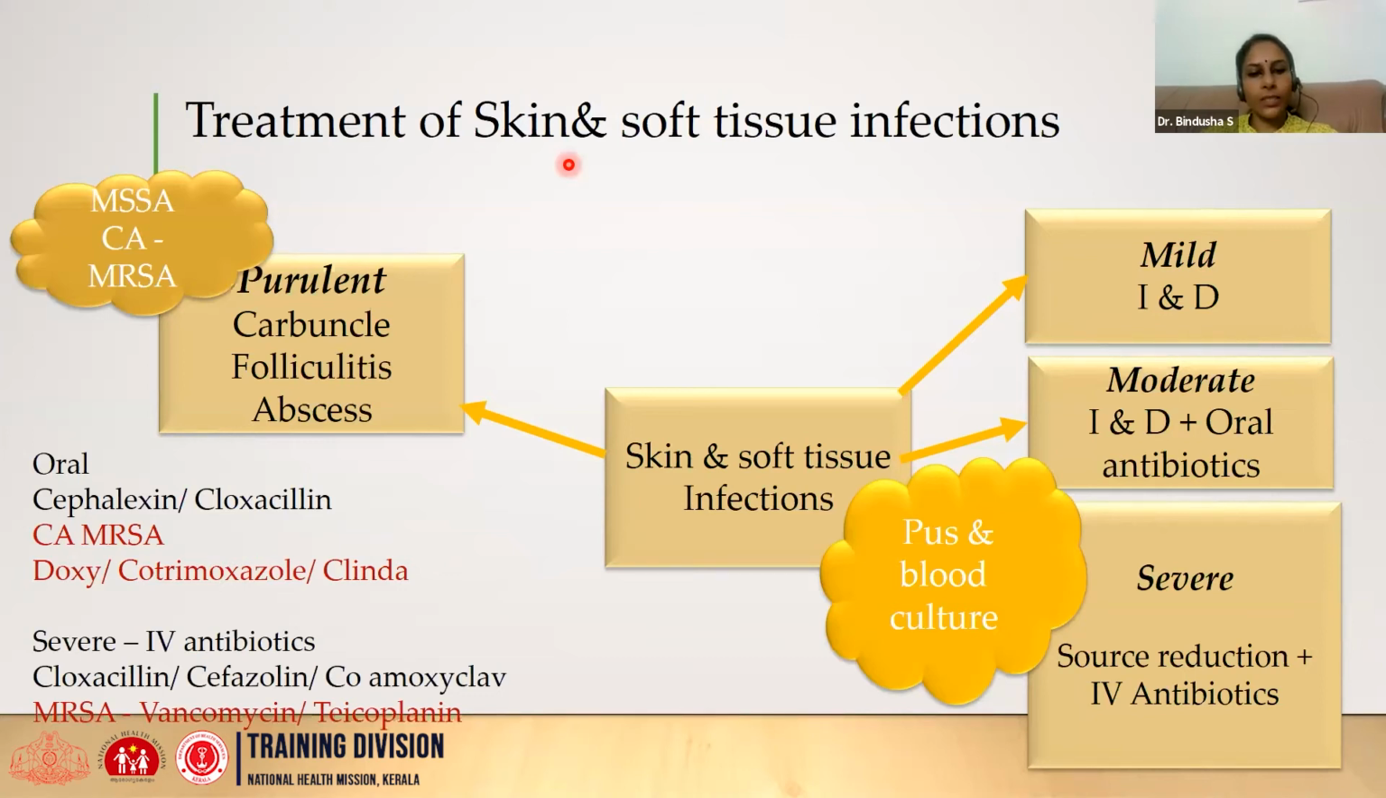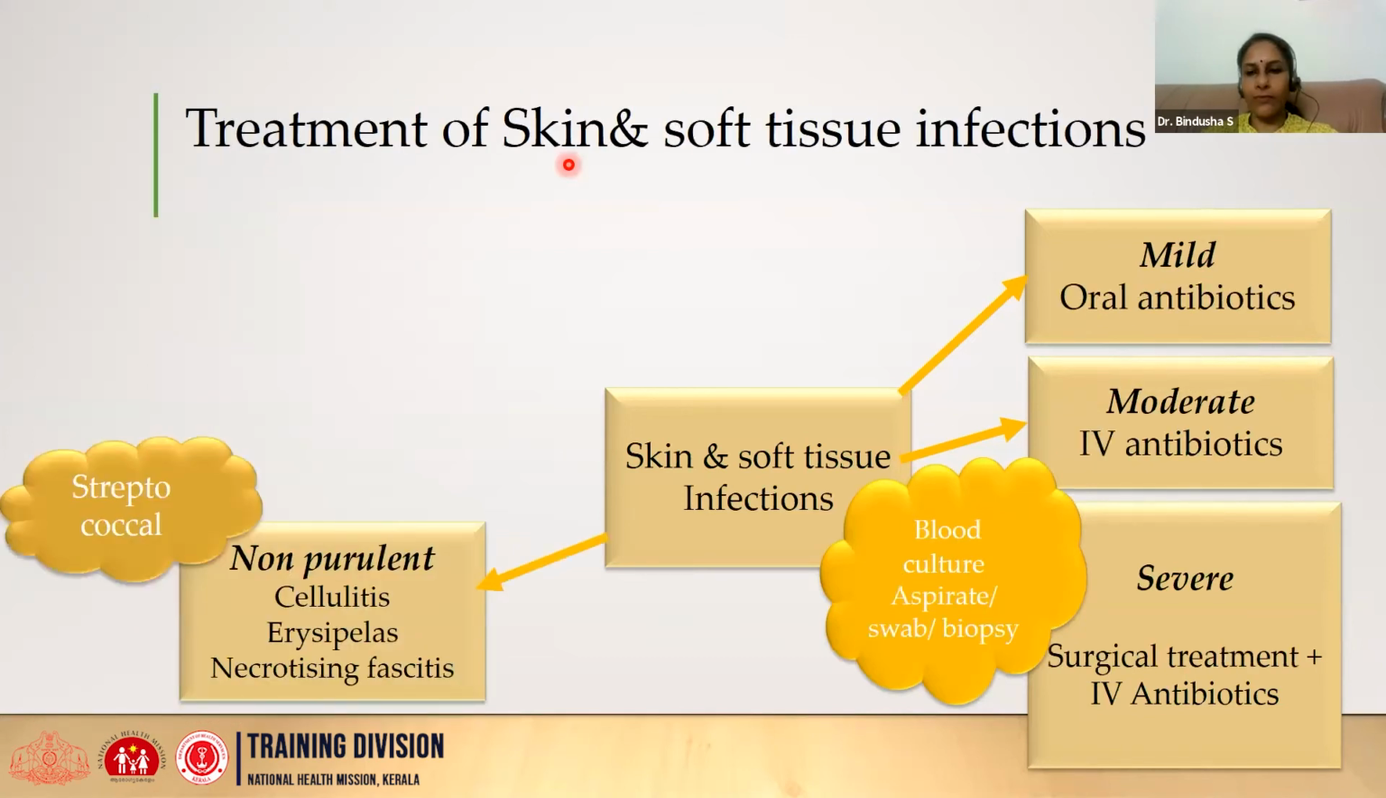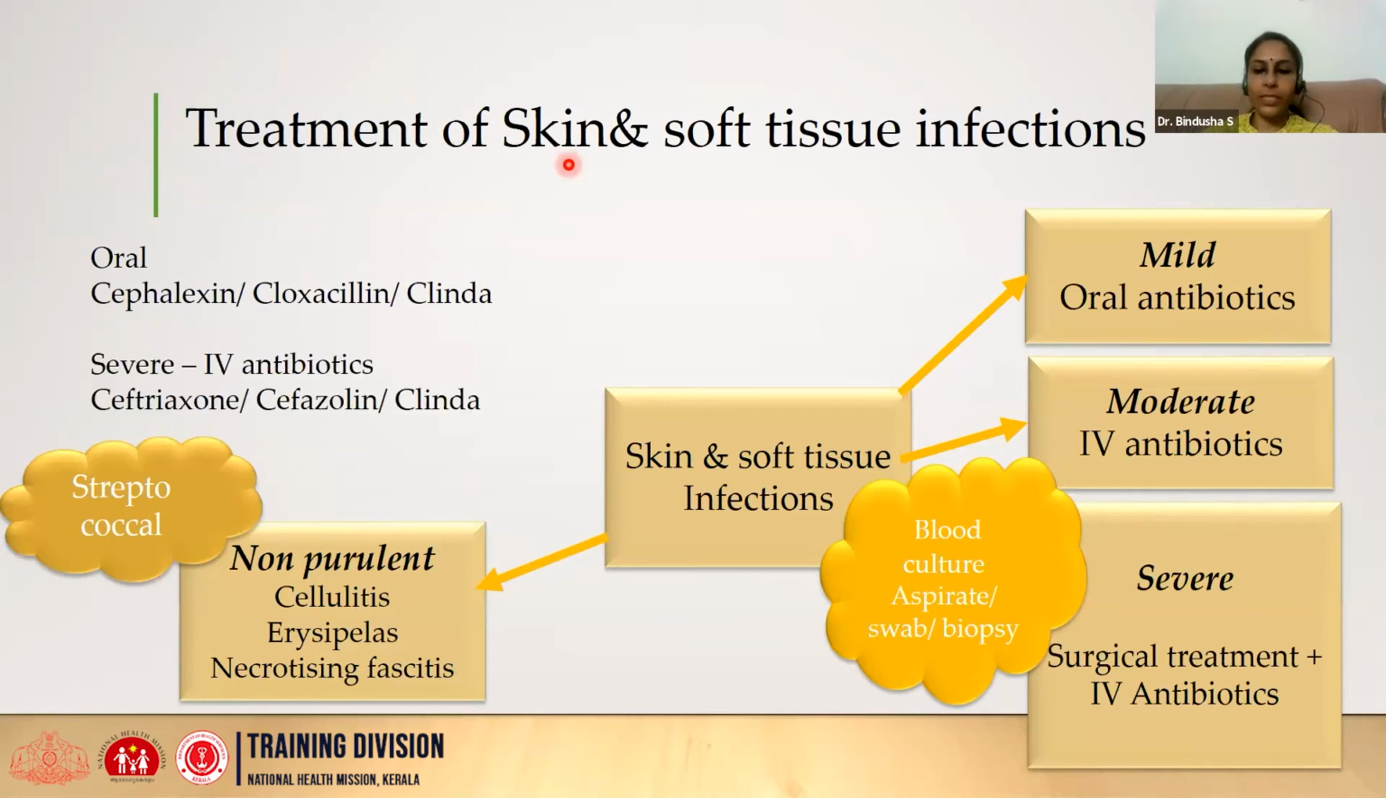Suppose it is a non-purulent, streptococcal infection. Here, even for mild infection we need to give oral antibiotics, because there is no point in doing an I and D since there is no pus formation. So for a mild infection, we will give oral antibiotics. Here also the first choice is cephalexin. And for severe infections, we need to give higher antibiotics, especially if the patient has cellulitis or necrotizing fasciitis.